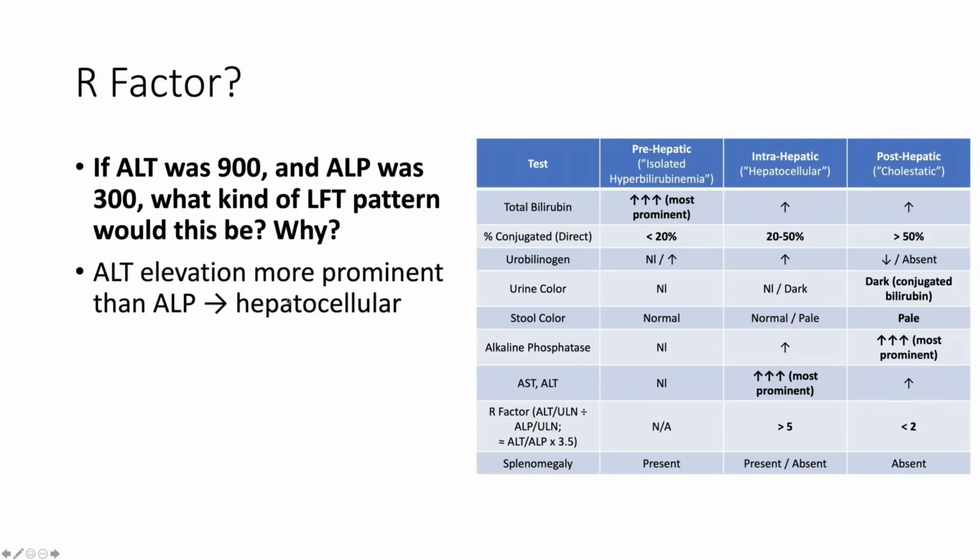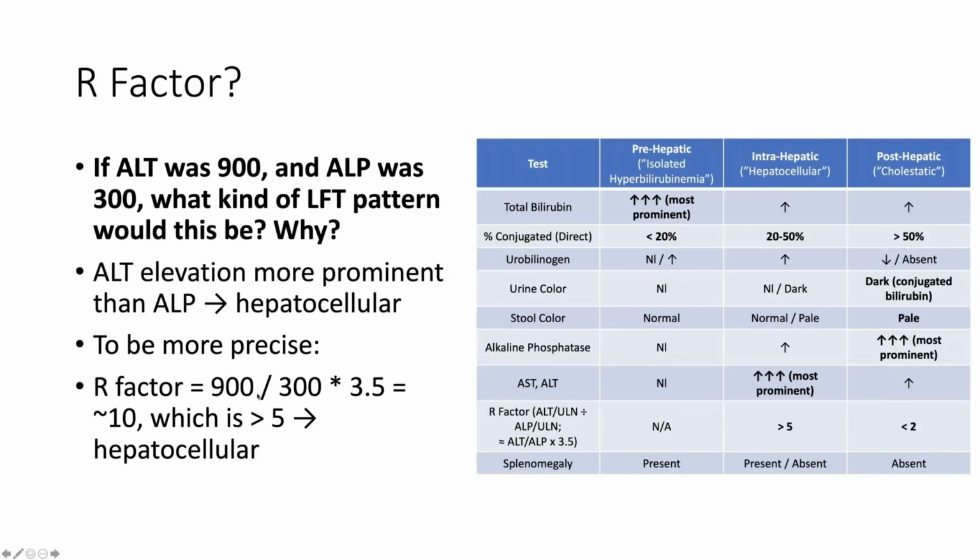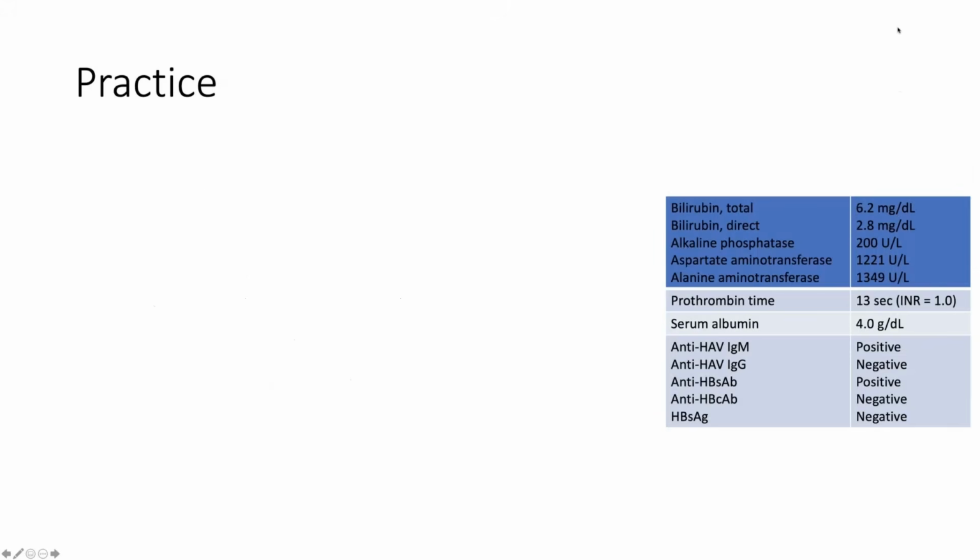So you can think about it as the elevation of the ALT is much more prominent, but to be more precise, you can do what Sujith did, which is to say ALT over alk-phos is about 3, right? And so 3 times 3.5. So this is USMLE specific, 3.5. So 10, so that's a lot more than 5. So this would be hepatocellular. Cool. All right. So we are going to practice this more.